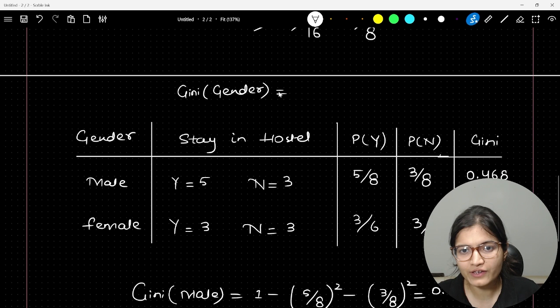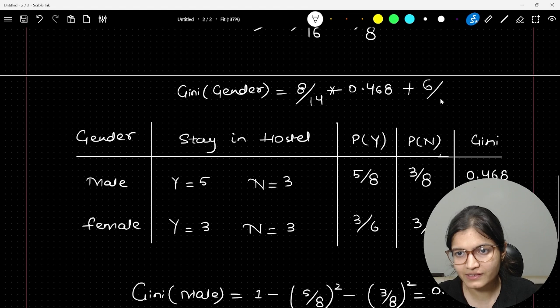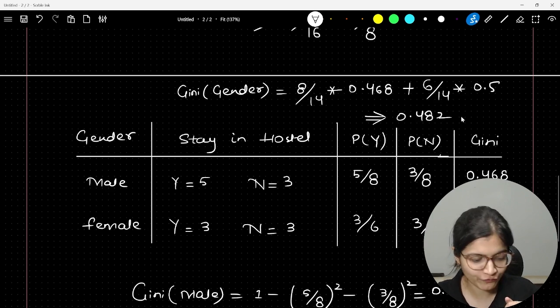So what we can do here is say 8 divided by the total number of records, which is 14, into the Gini value for the male part, which is 0.468, plus the number of records for female, 6 divided by 14, into 0.5. If you calculate this number, it will come out to be 0.482. You can re-verify it again.